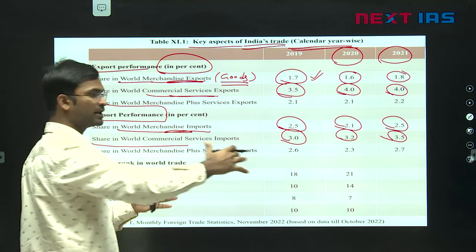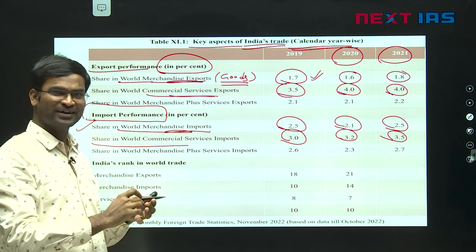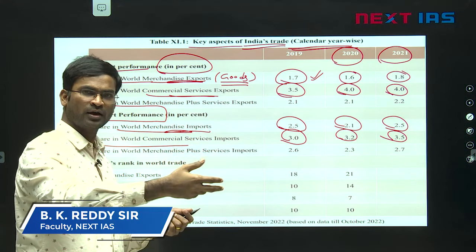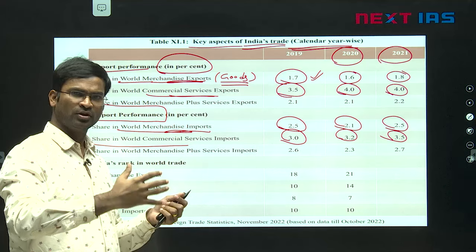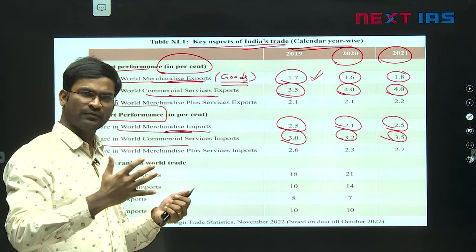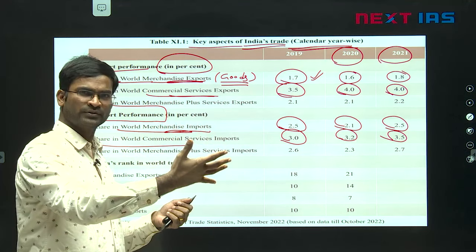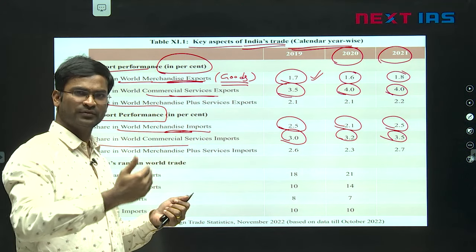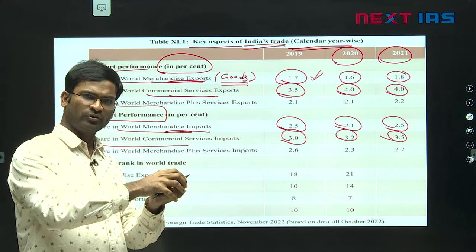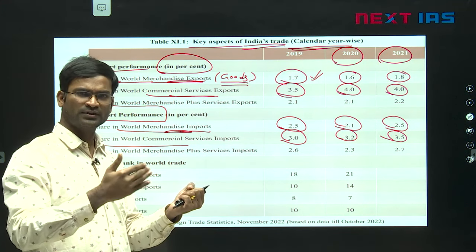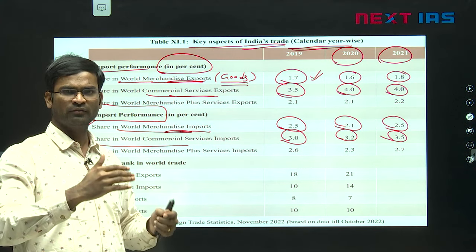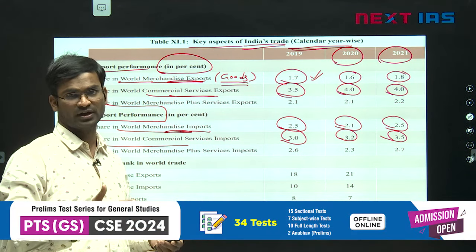So we import fewer services. Now UPSC can ask you tomorrow, does India generally export more goods or import more goods? As you know, we import more goods than we export. Number 2, services. We export more services and import fewer services. So in our current account in the BOP also, on goods we have a deficit and on services we have a surplus. But overall in the current account we have a current account deficit.